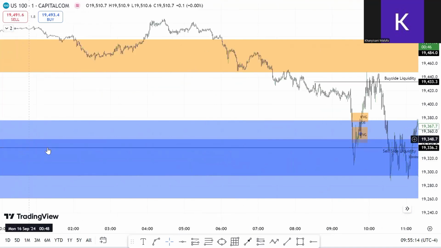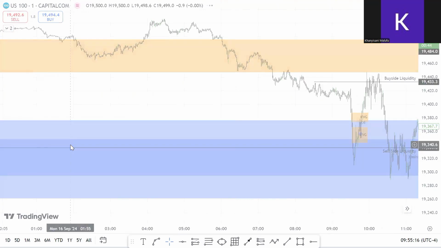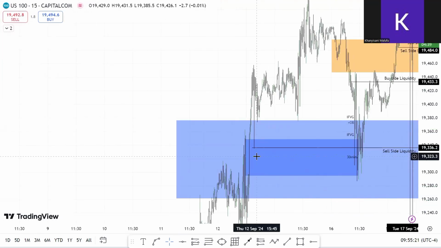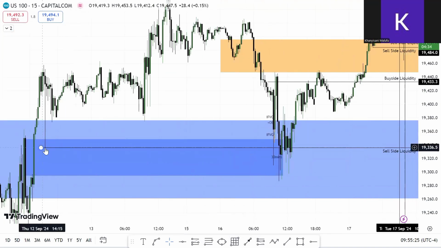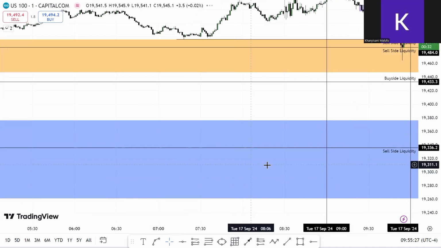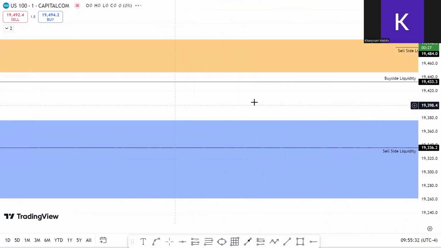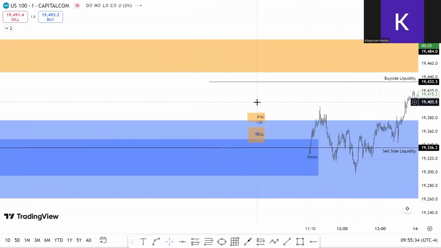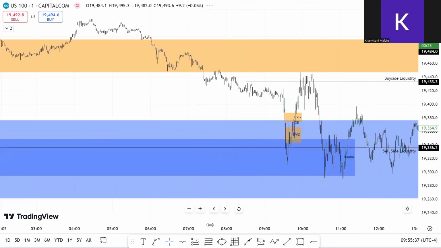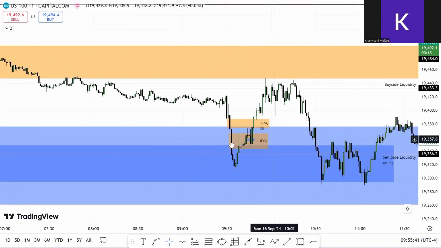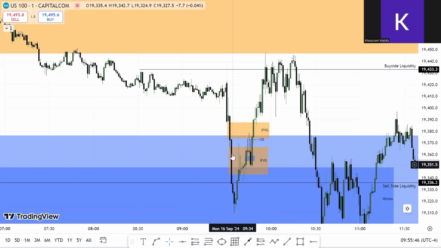There was a 15-minute sell side liquidity here. The sell side liquidity. Yes. So I anticipated a reversal from that. So I wanted to see it done, like trade the opposite direction from here. So that was when we had these bearish fair value gaps. These bearish fair value gaps here.